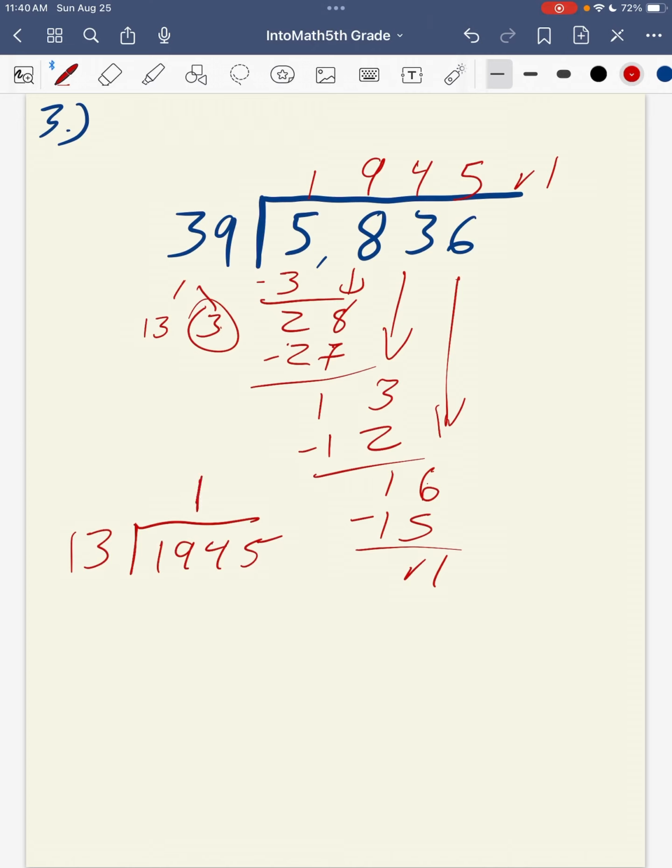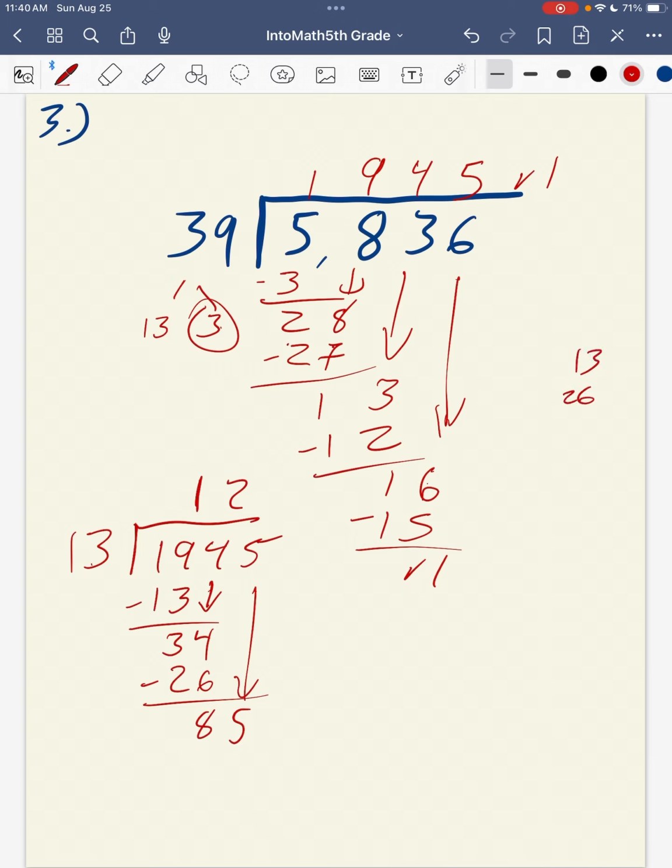To do this, 13 can go into 19 one time, minus 13. That gives me a 6. Carry down the 4, 64. 13 can go into 34 twice. That's minus 26. 34 minus 26 is 8. Carry down the 5. And figure out how many times 13 can go into 85. Quickly write out my multiples here.